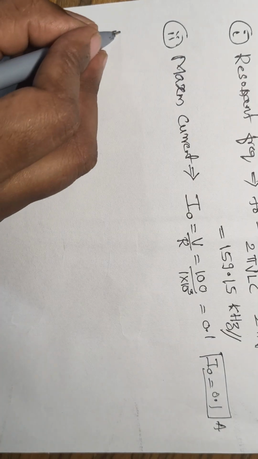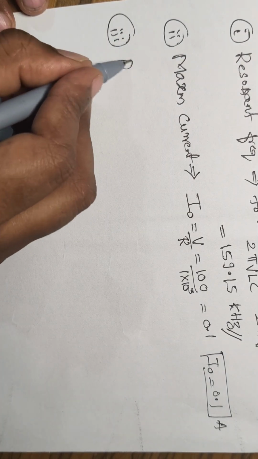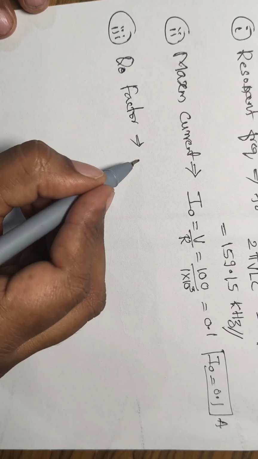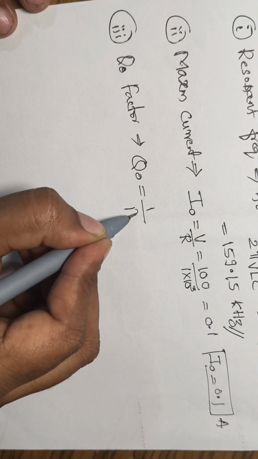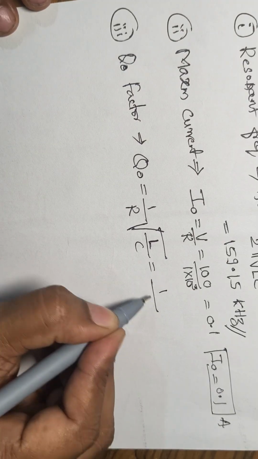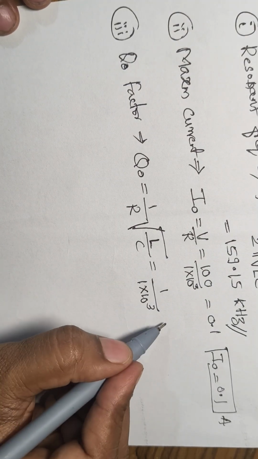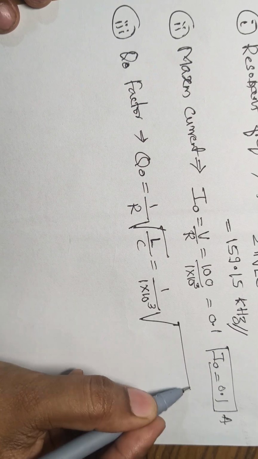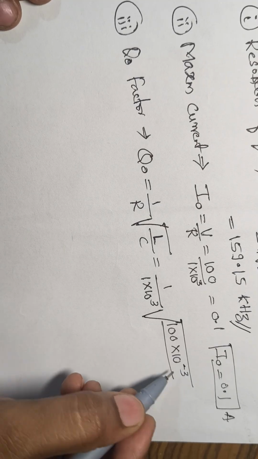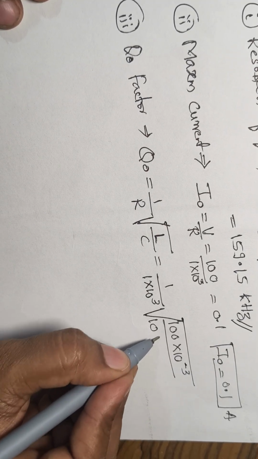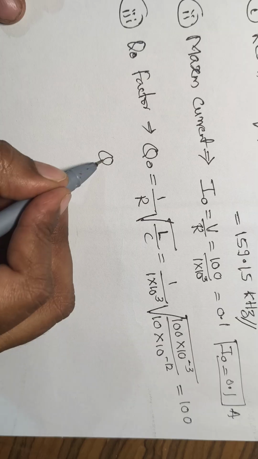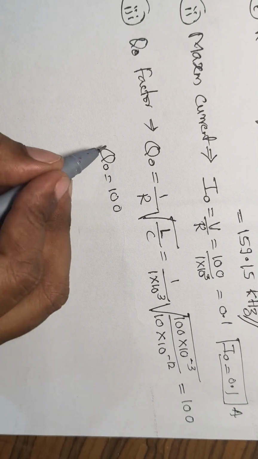Okay. Next, third, you have to find out the value of the Q naught factor. That is given as Q naught is equal to 1 divided by R square root of L by C. So substitute 1 divided by 1 into 10 raised to 3, then square root of L, which is 100 millihenry, 100 into 10 raised to minus 3, and C is 10 picofarad, 10 into 10 raised to minus 12. When you solve this, you get 100. Therefore, your value for Q naught is 100.